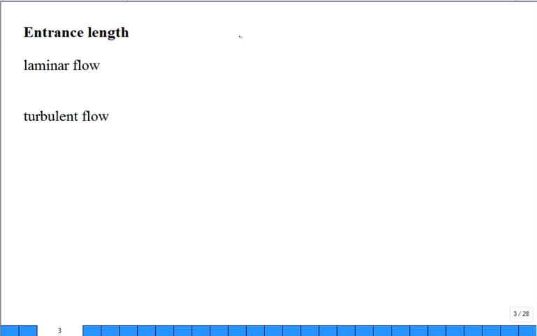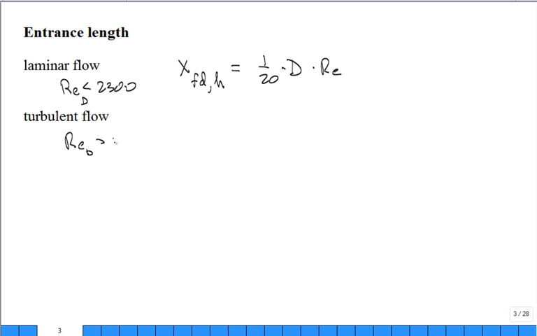How far does one have to go to become fully developed hydrodynamically? How far into the pipe before it becomes fully developed? Well, if the Reynolds number is less than 2300, it's going to be laminar flow. If it's laminar, it's 1/20th the diameter times the Reynolds number. What happens if the Reynolds number is greater than 2300? I anticipate turbulent flow. Then it actually develops quite quickly.